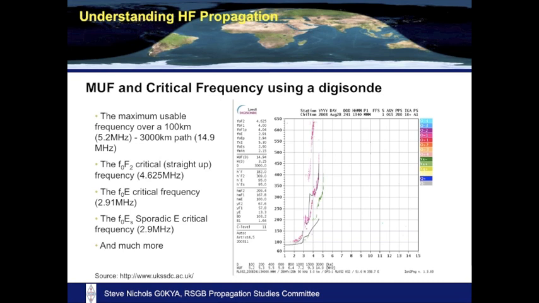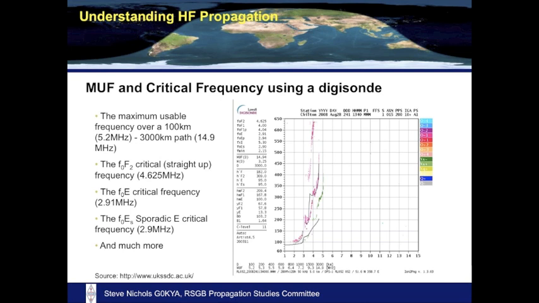Now, as I said, you can measure the critical frequency using something called a digisonde, and we're lucky enough to have one in the UK at the Rutherford Appleton Laboratory. And this, as I said, fires signals straight up into the ionosphere and measures them coming back down again, and it sweeps right from the bottom of the spectrum right the way up to about, I think, 15 megahertz. And from this we then get a graph, and this is an example of one of the graphs on here.